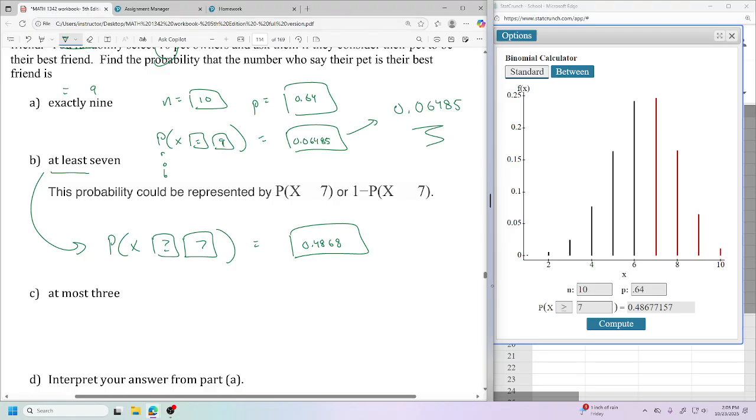Now, what are they trying to say with this whole probability represented by this? I think they're wanting you to do this thing and then 1 minus that thing. I'm not 100% sure about that, but there you go. At most 3. What would I be putting in the boxes this time?